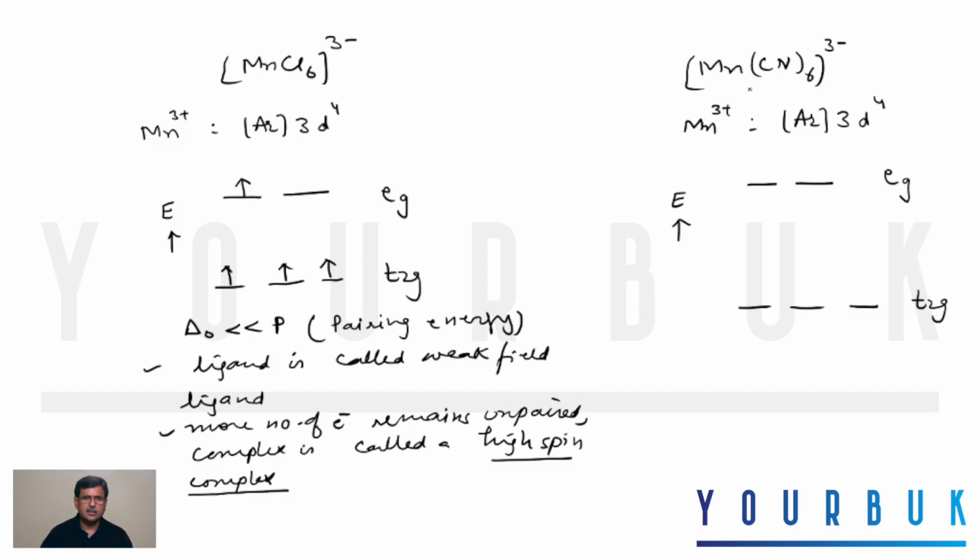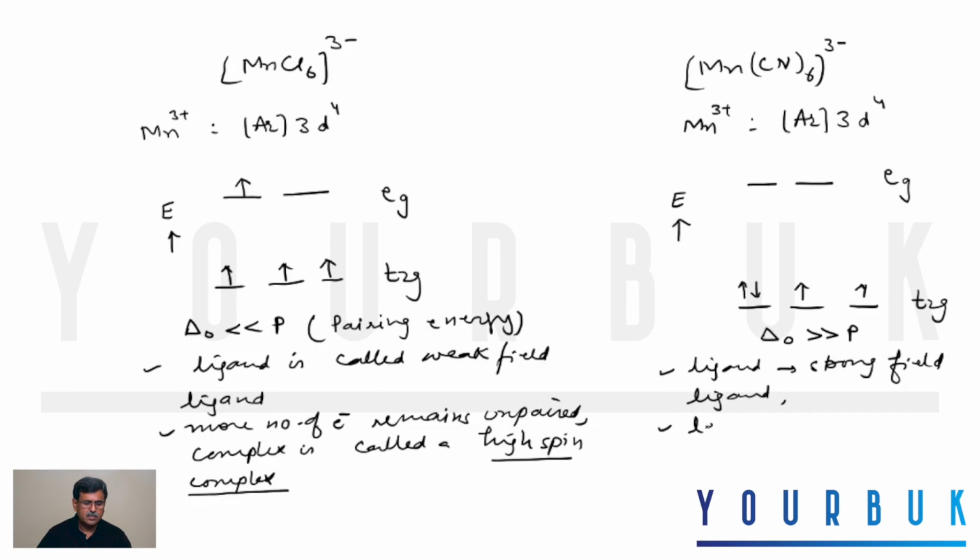On the other side, when manganese is in contact with cyanide, delta O is very large in comparison to P, so it is very difficult to promote an electron to the eg orbital. As a result, pairing of electrons takes place in the t2g. When delta O is very large in comparison to P, the ligand is called a strong field ligand. As a result, we have fewer unpaired electrons, so the complex is called a low spin complex.